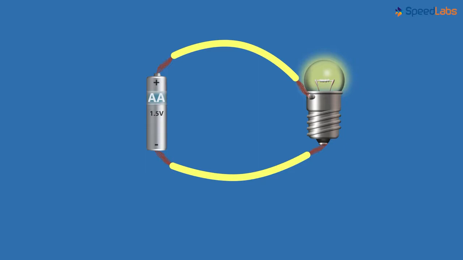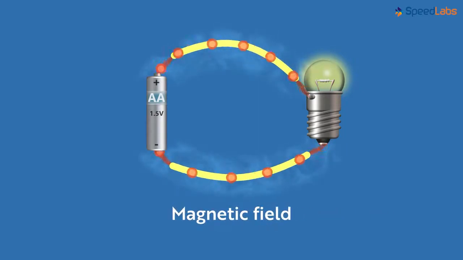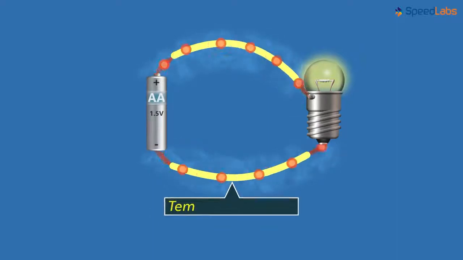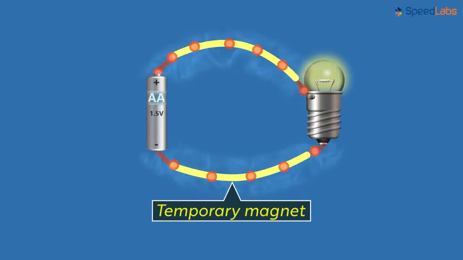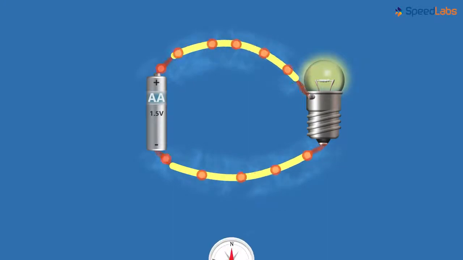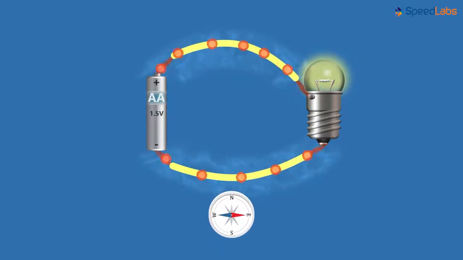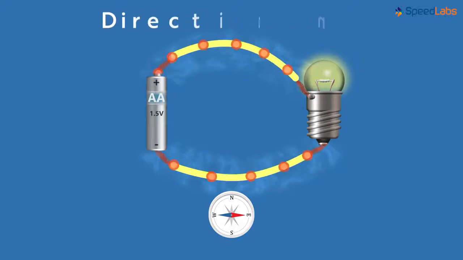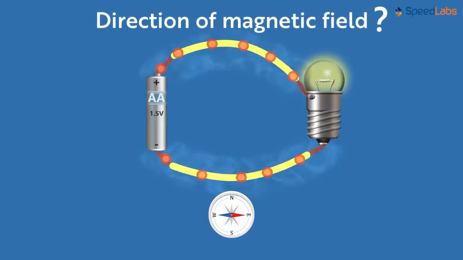Here, the electric current in the wire produces a magnetic field around the wire. Or in other words, the wire becomes a temporary magnet. This is the reason that the compass needle deflects when brought near this wire. But how exactly will the compass needle align itself if moved in the surrounding? Or in other words, what is the direction of the magnetic field produced by electric current in the wire? Keep watching our videos to know the answer.